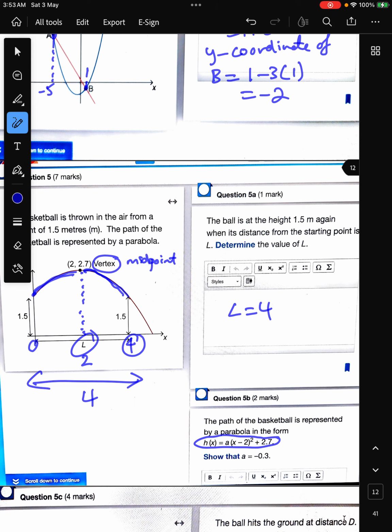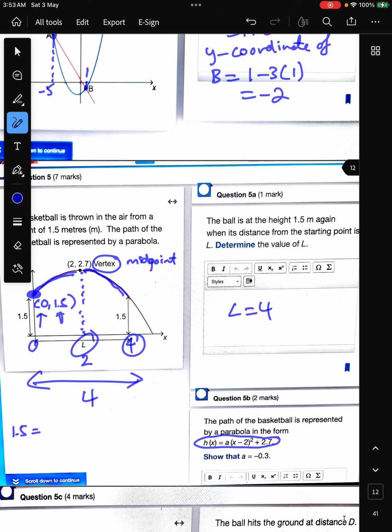Alright, obviously you're not going to choose (2, 2.7), which is the vertex. You may want to choose this point, okay? Because the coordinates of this point are just (0, 1.5), and you can substitute these into this equation here. Since this is the x value and this is the y value, I'm going to substitute this into this equation. So it's going to look something like this.